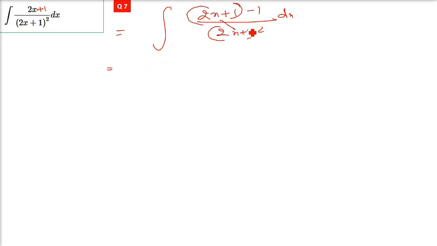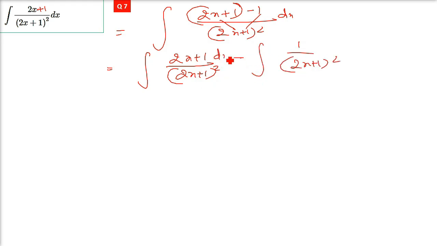Now separate them out. (2x plus 1) divided by (2x plus 1) whole square is one thing, minus 1 by (2x plus 1) whole square. Okay, dx remains with it. This gets cancelled. So we have 1 by 2x plus 1, so dx by 2x plus 1 it is. Integration of 1 by x is simply ln x or log base e x. Here we have 1 by 2x plus 1.